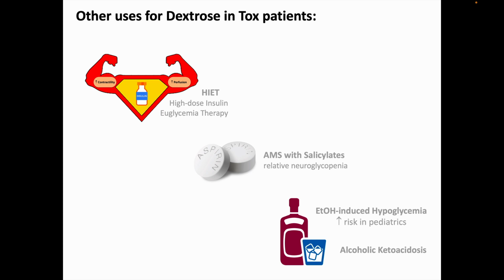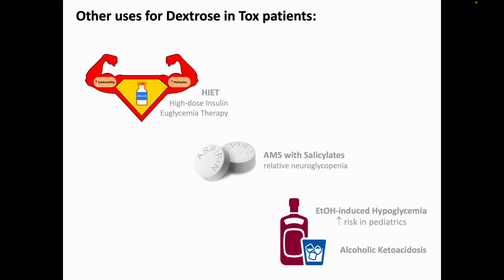Salicylate toxic patients have a relative neuroglycopenia. That is, the CNS glucose levels are lower than found in the serum. So even if the patient has a reasonable serum glucose level at the lower end of normal, some altered mental status might be corrected if we raised it a bit more.